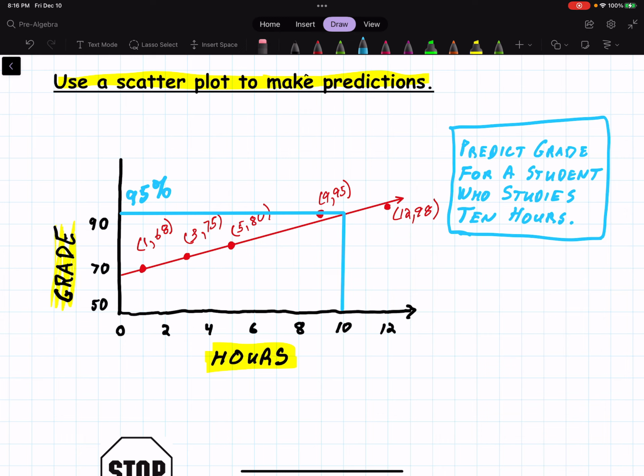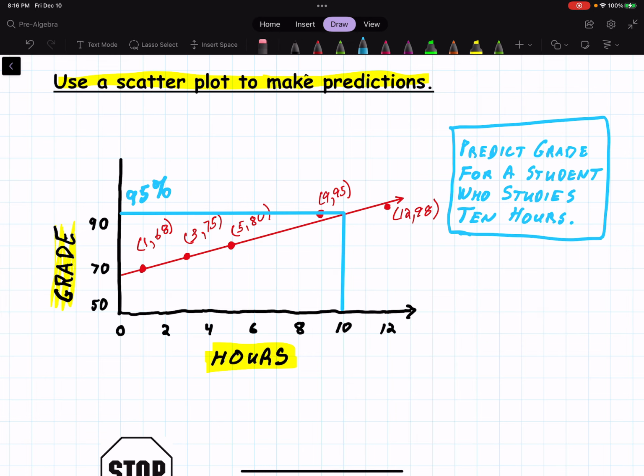Based on how you drew your lines, your line of best fit might be a little steeper than mine. Everything might be a little different, but you're going to get something along those lines. Pretty close to 95.